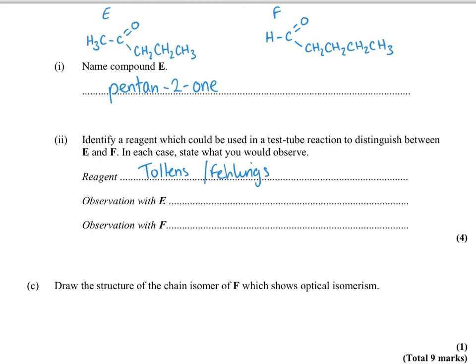Make sure you remember the correct result for both. So both of them would have no reaction with the ketone, and if you're using Tollens', you would get a silver mirror with F, and if you were using Fehling's, you would get a brick red precipitate.